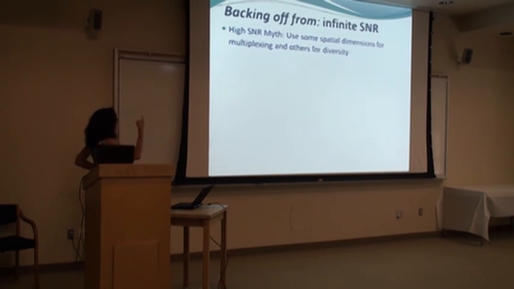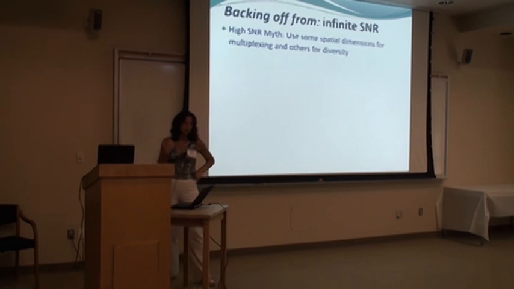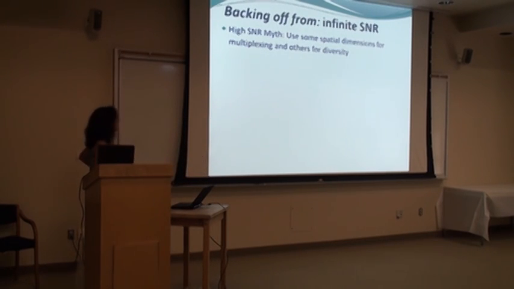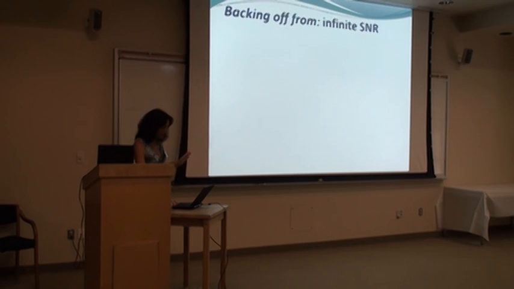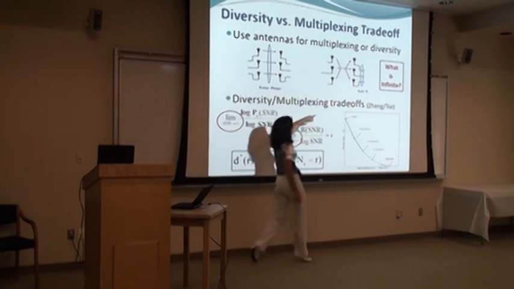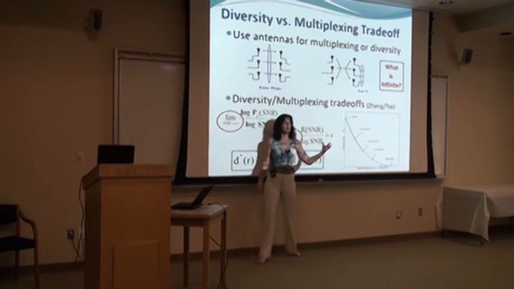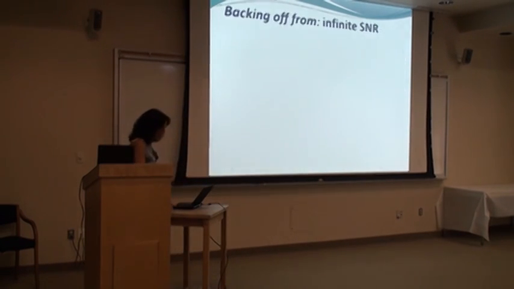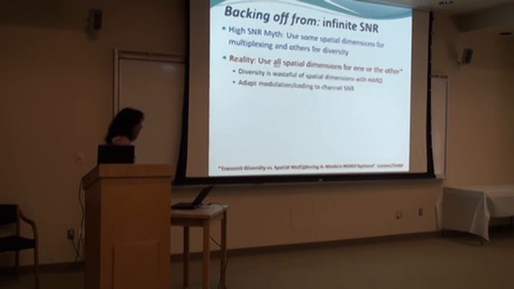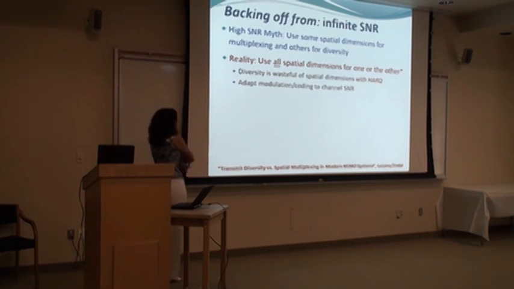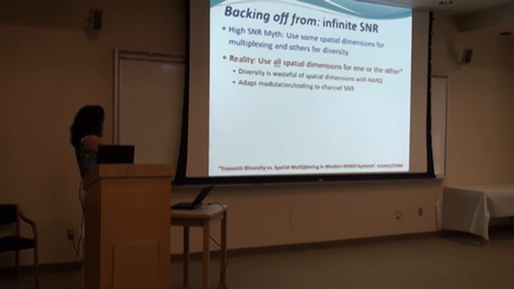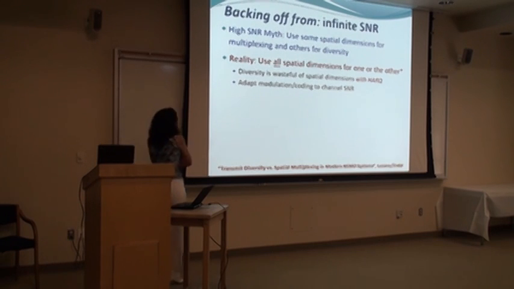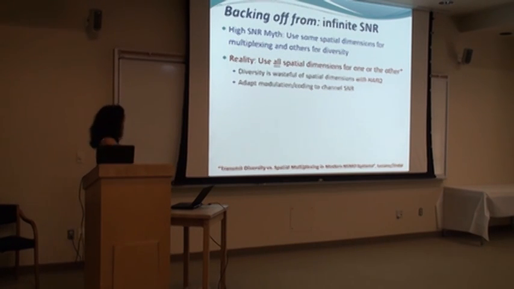The myth of this diversity multiplexing trade-off is that you should use some antennas for multiplexing and some for diversity. I'm going to return to that in the joint source and channel coding context shortly, but for now, that is the conclusion from this plot: you can operate anywhere on this plot and make a decision as to how many dimensions you want to use for multiplexing and how many for diversity. But that's in high SNR. If you look at practical systems, and this is based on a paper written by Lozano and Jindal, former Stanford students a few years ago, what they show is that you should use all of the spatial dimensions for either diversity or for multiplexing, but not both.